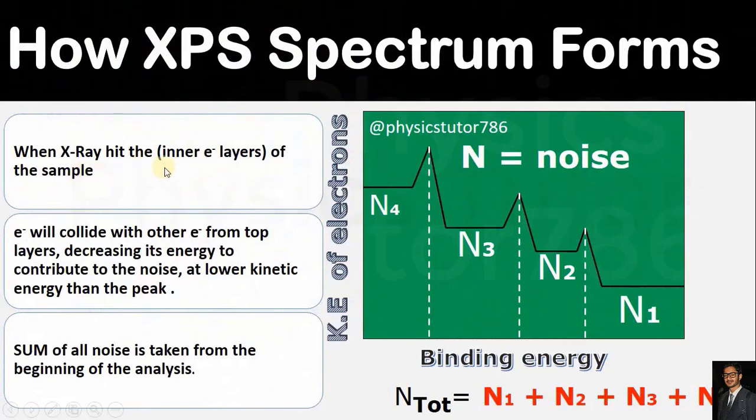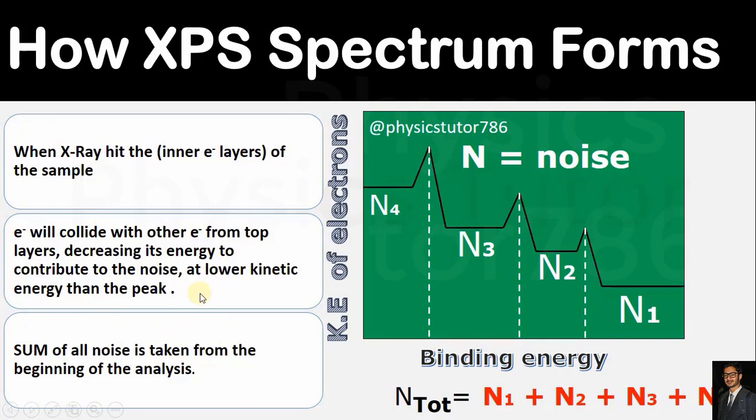When X-rays hit the inner electron layer of the sample, an electron will collide with another electron from the top layer, decreasing its energy and contributing to the noise at lower kinetic energy than the peak. And in last, the sum of all the noise is taken from the beginning of the analysis and they add up, and this will produce a noise, and we will understand the sample and its information through this noise, because this noise produces a signal which has a specific energy value.